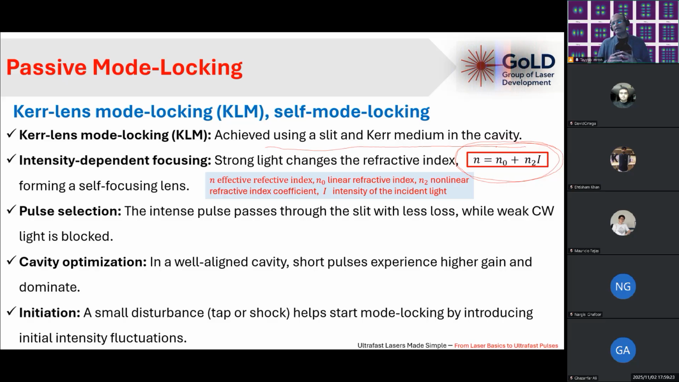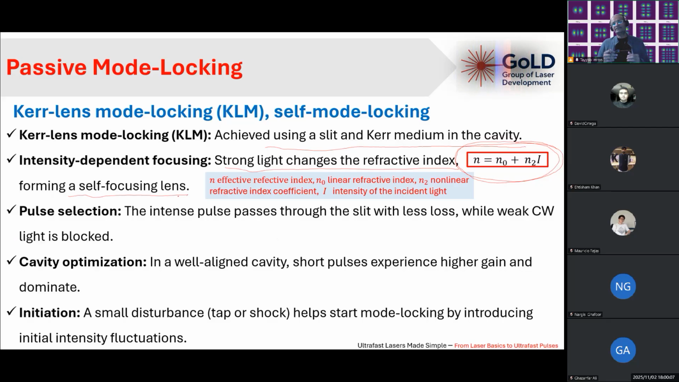So there are materials, almost all actually, whose refractive index changes with the intensity, but it has to be a very intense beam of light or something like this. That is why it's mentioned here, strong light changes the refractive index. And it forms a concept of what? Self-focusing lens. You will see in the next slide what this self-focusing is.